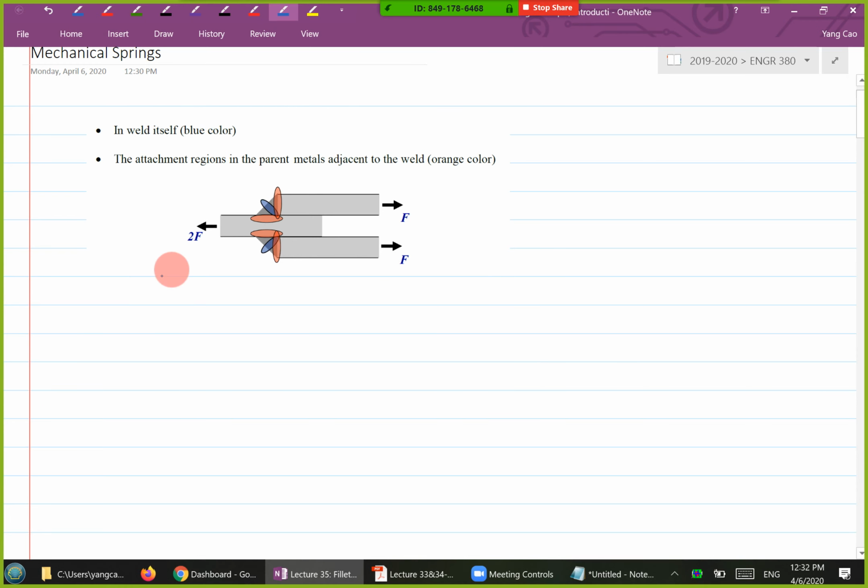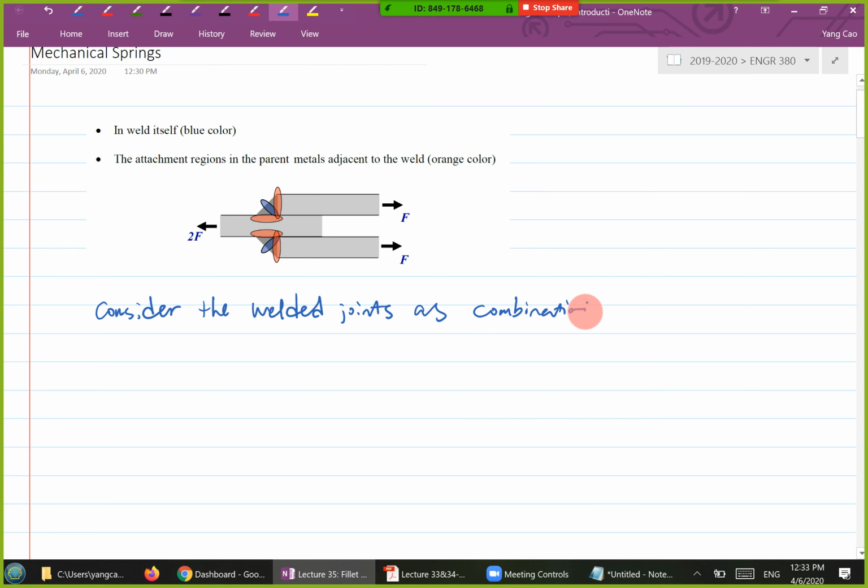So let's continue in here. Basically, we're going to consider these welded joints as a combination of base material and electrode. Okay.